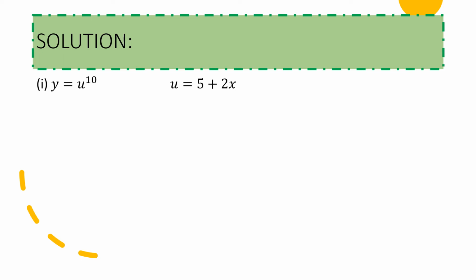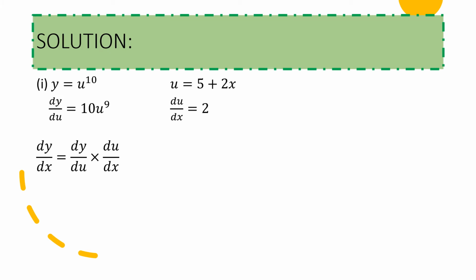From that function, we need to differentiate first y with respect to u. So we get dy/du equals 10 u power of 9. Second, we differentiate u with respect to x. So du/dx equals 2. To find dy/dx equals dy/du times du/dx.